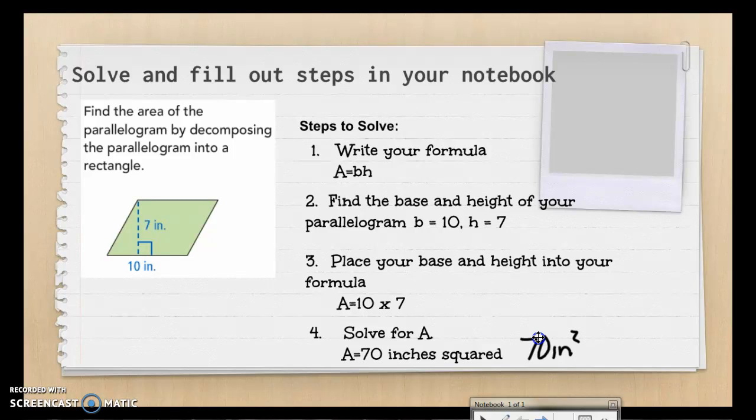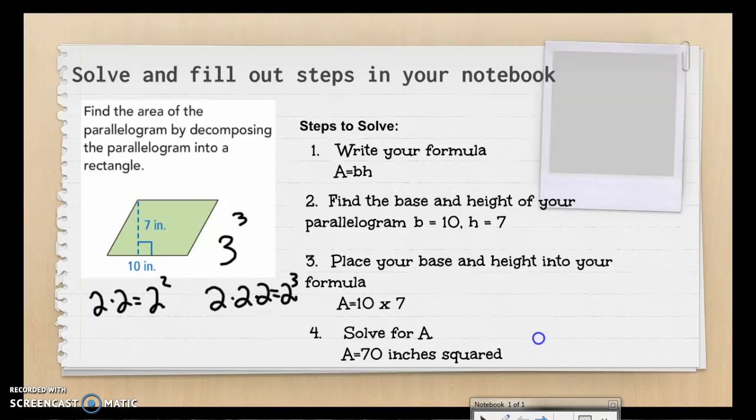Okay? Now, some people are wondering, well, when do I know if it's inches squared or just inches? Well, if you're multiplying inches times inches, you're going to have inches squared. Just like 3 times 3 times 3 is 3 cubed, or 3 to the third power. And 2 times 2 times 2 is 2 to the third power. And 2 times 2 is 2 to the second power. Inches times inches is inches squared. Okay? So whenever you're multiplying two measurements that are the same, you're just going to square.